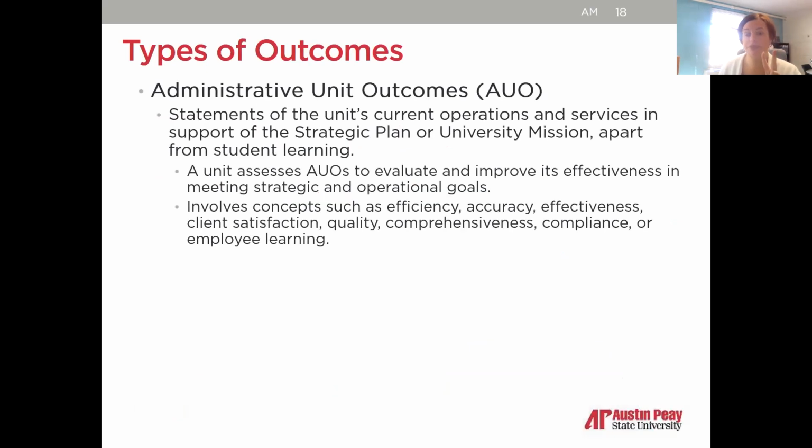So we have two types of outcomes, as I've mentioned already at Austin Peay. One is administrative unit outcomes, and those are basically statements of your current operations or services. So they're not things you plan to do, they're not goals of what you want to do, they're things that you do on a daily basis or annual basis, whatever that is, in your office. They focus on things like efficiency, accuracy, effectiveness, comprehensiveness, and we'll talk a little bit more about that in just a minute.